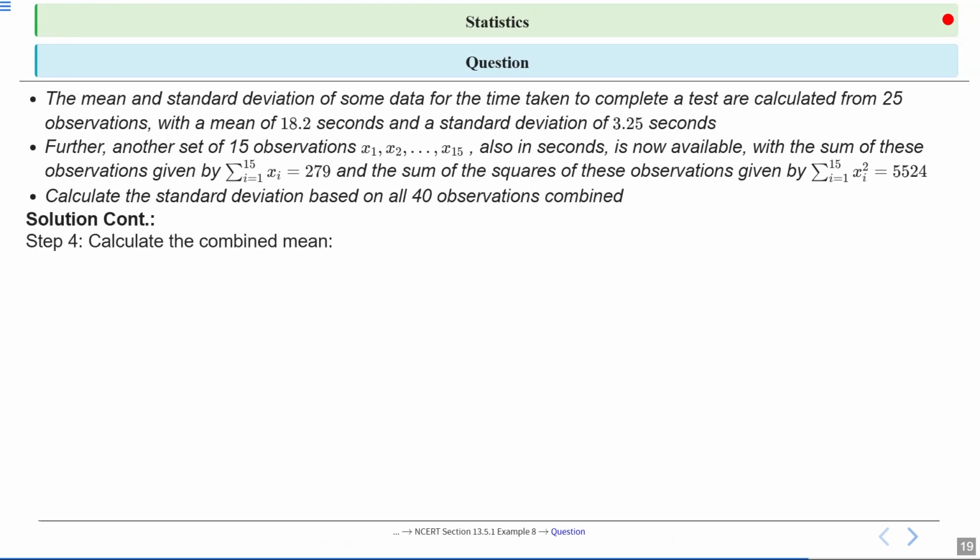So step 4 is calculate the combined mean. So we know x bar equal to summation x upon n1 plus n2, and we have summation x equal to 734 and n1 plus n2 is 40. So it implies x bar equal to 734 upon 40, and this is equal to 18.35.